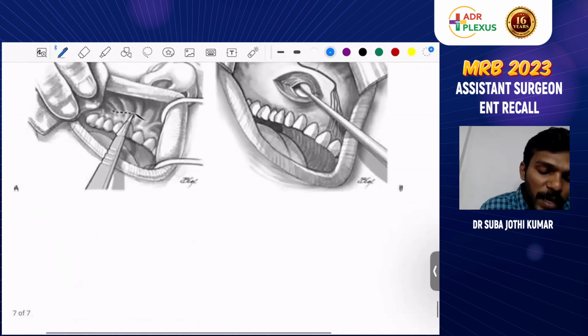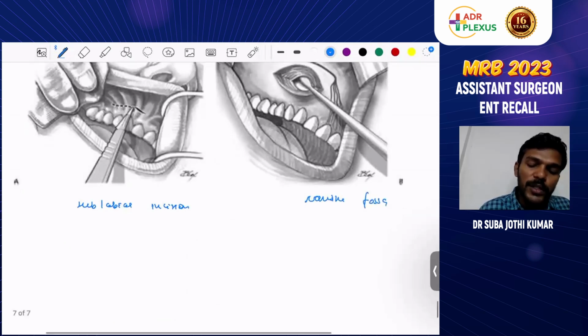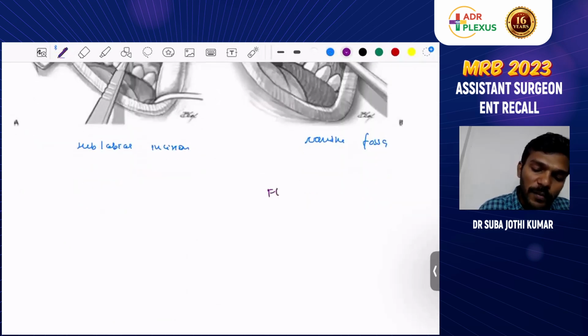You will do a sublabial incision, and then you will reach the canine fossa. Through the canine fossa, you could reach the floor of the maxillary sinus. So this is the principle of the Caldwell-Luc procedure.